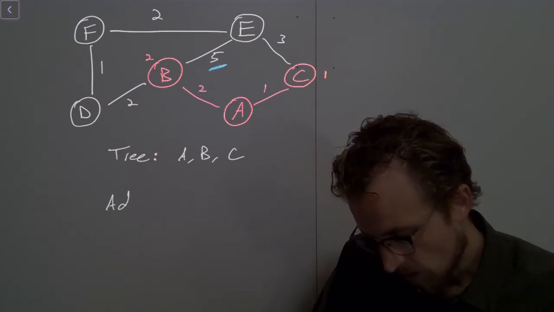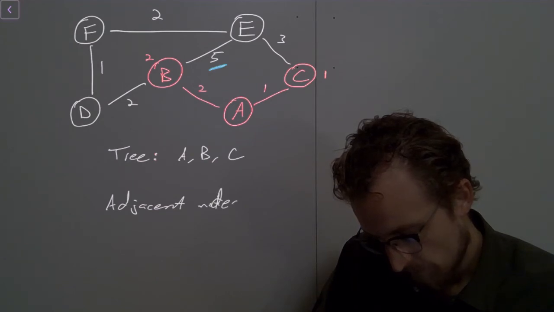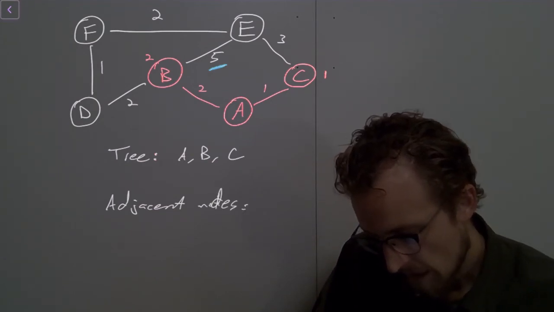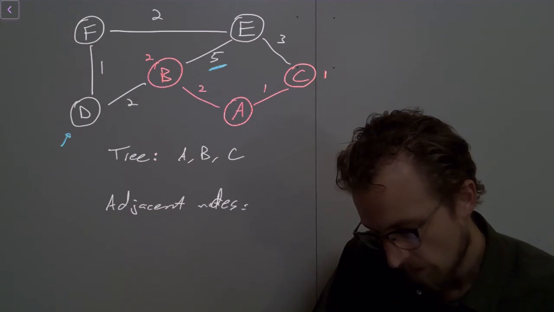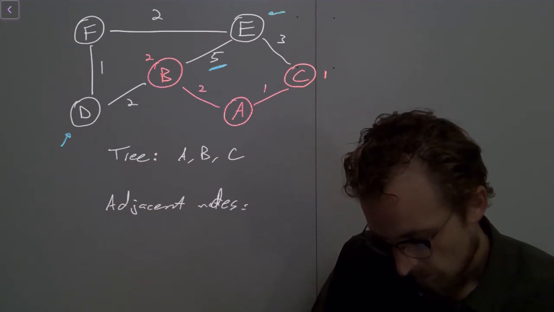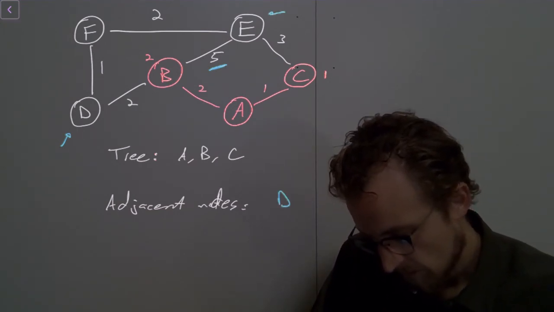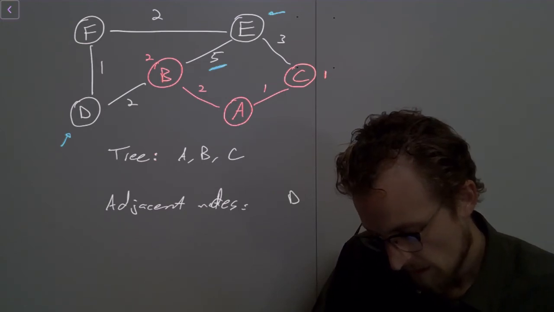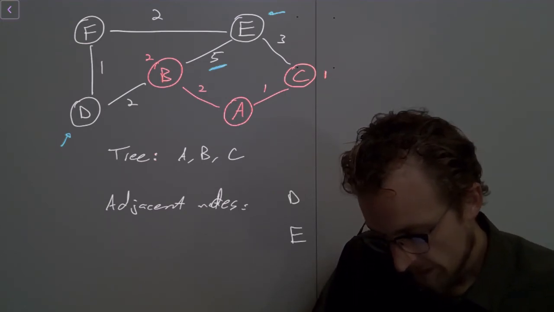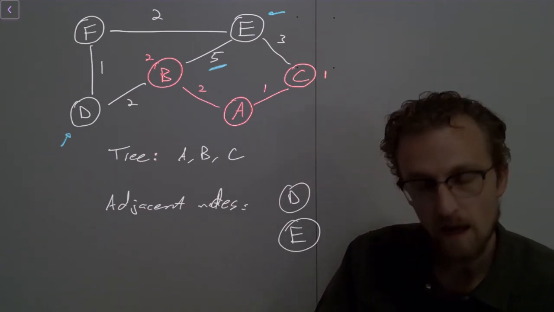Then our adjacent nodes are D and E, right? So we're considering this one and we're considering this one. Okay, so D and E. What are the distances from D and E to A?